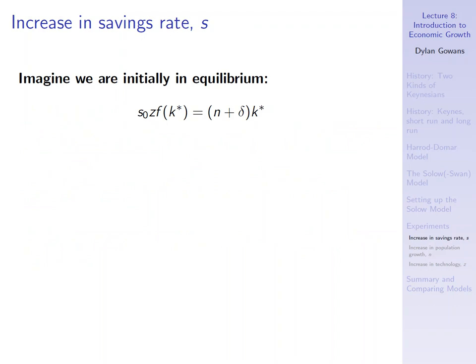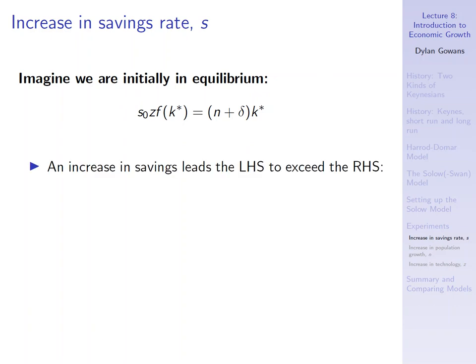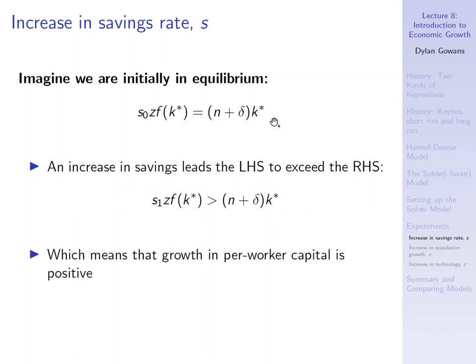In particular, let's start with an increase in the savings rate, s. Let's look and see what happens here. Imagine we're initially in equilibrium. Remember, the equilibrium is given by the following condition, and we're initially at savings rate s0. Now, if we increase this s, the savings rate, the left-hand side will exceed the right-hand side. Let's say that s goes up to s1, where s1 is greater than s0. Now the left-hand side is greater than the right-hand side at our former equilibrium value of k star. So what does that mean?